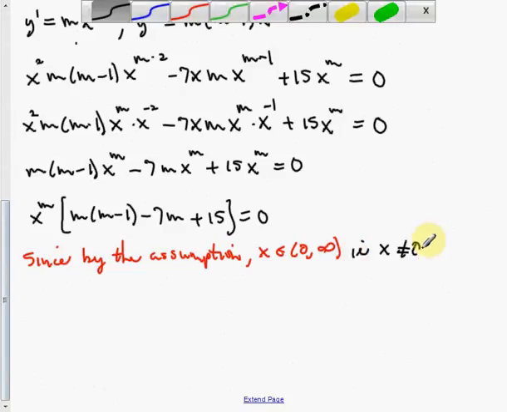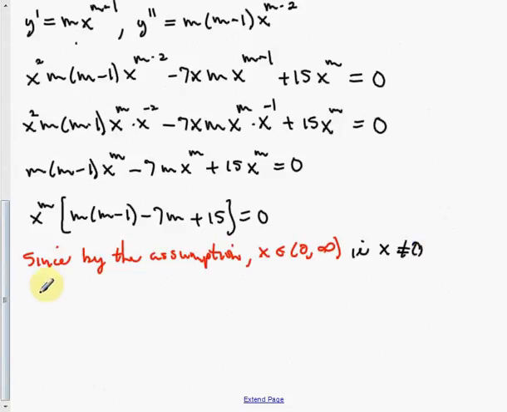Then this implies that m times m minus 1 minus 7m plus 15 is equal to 0. Because if I got something times something else equal to 0, and if you tell me that one of these guys can't be equal to 0, well, the other guy has to be, to make this that something times something else equal to 0. Right? So here we have m times m minus 1 minus 7m plus 15 is equal to 0.